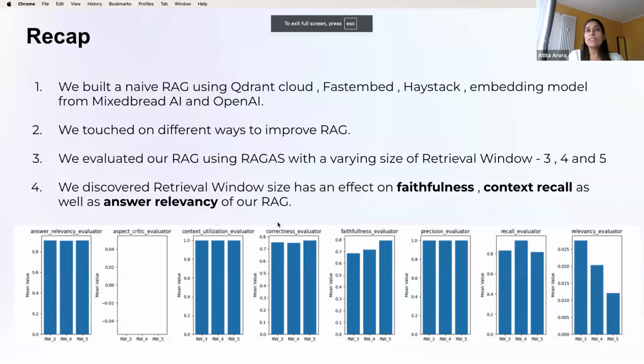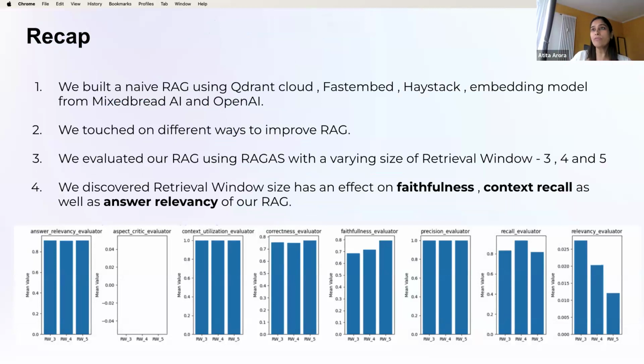And so just to recap, I know we're short of time as well, and I want to leave some time for the questions. So what we did was we built an iRAG, and that's the example that you can refer back to after this live stream. So we built an iRAG using Qdrant Cloud, FastEmbed, Haystack. The embedding models we've used are from Mixedbread AI and OpenAI.